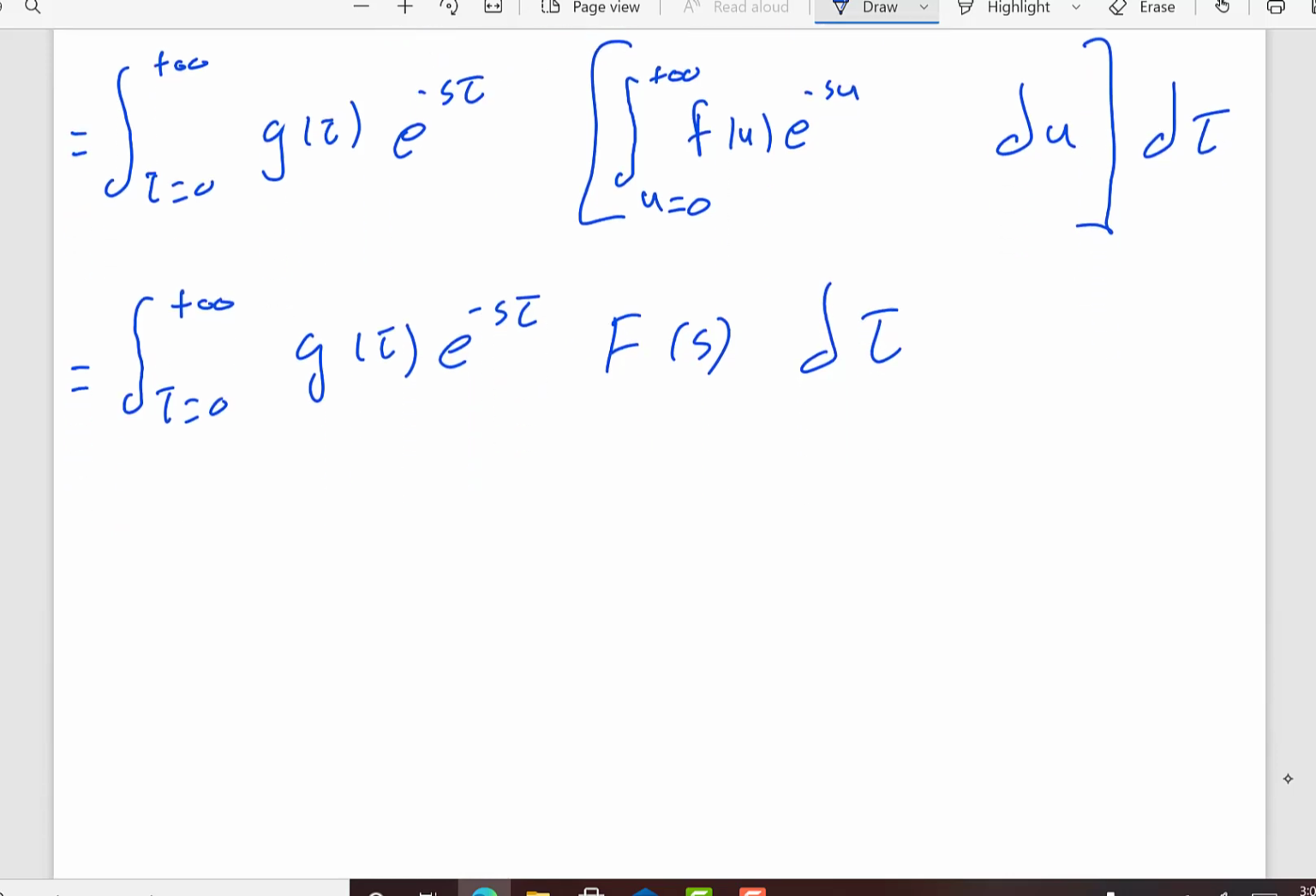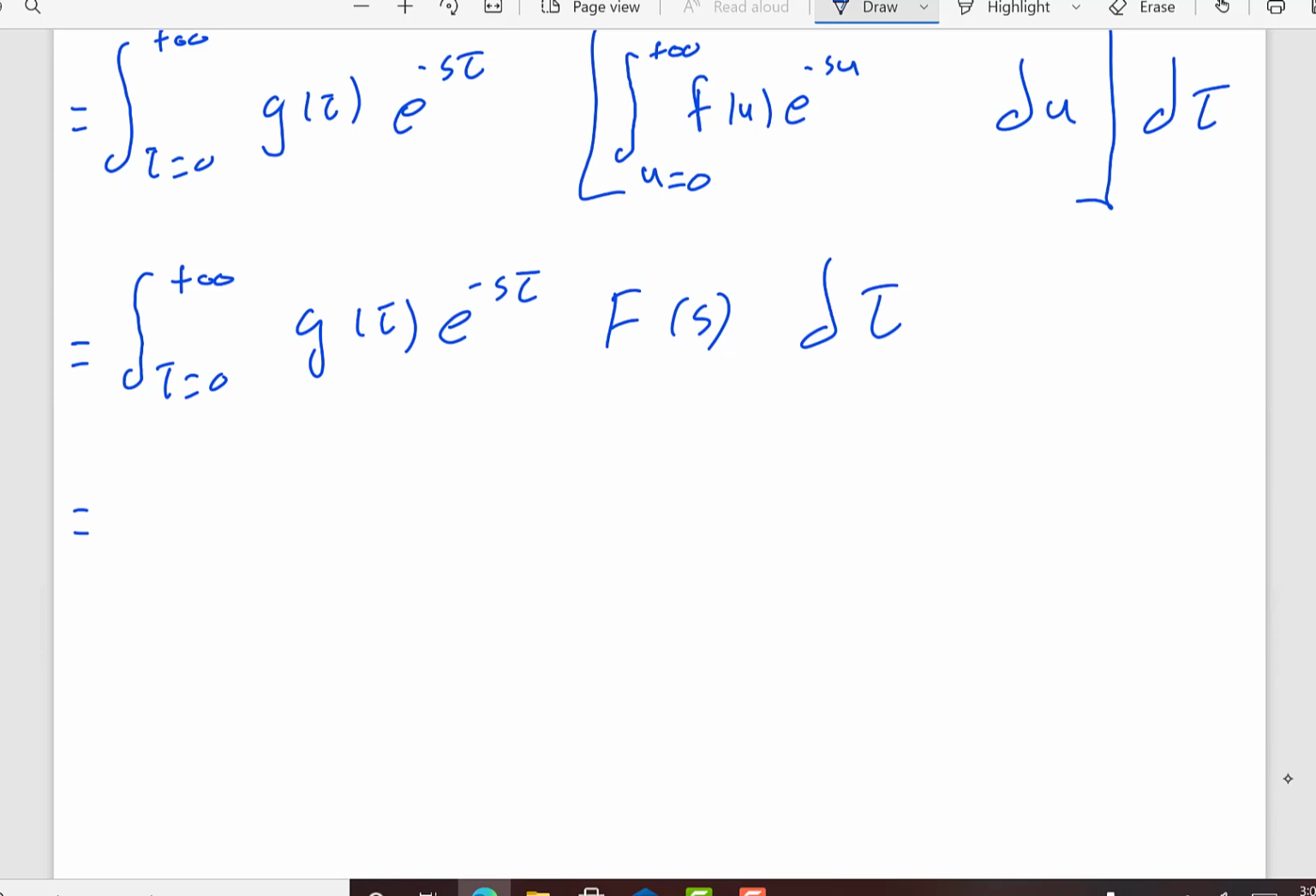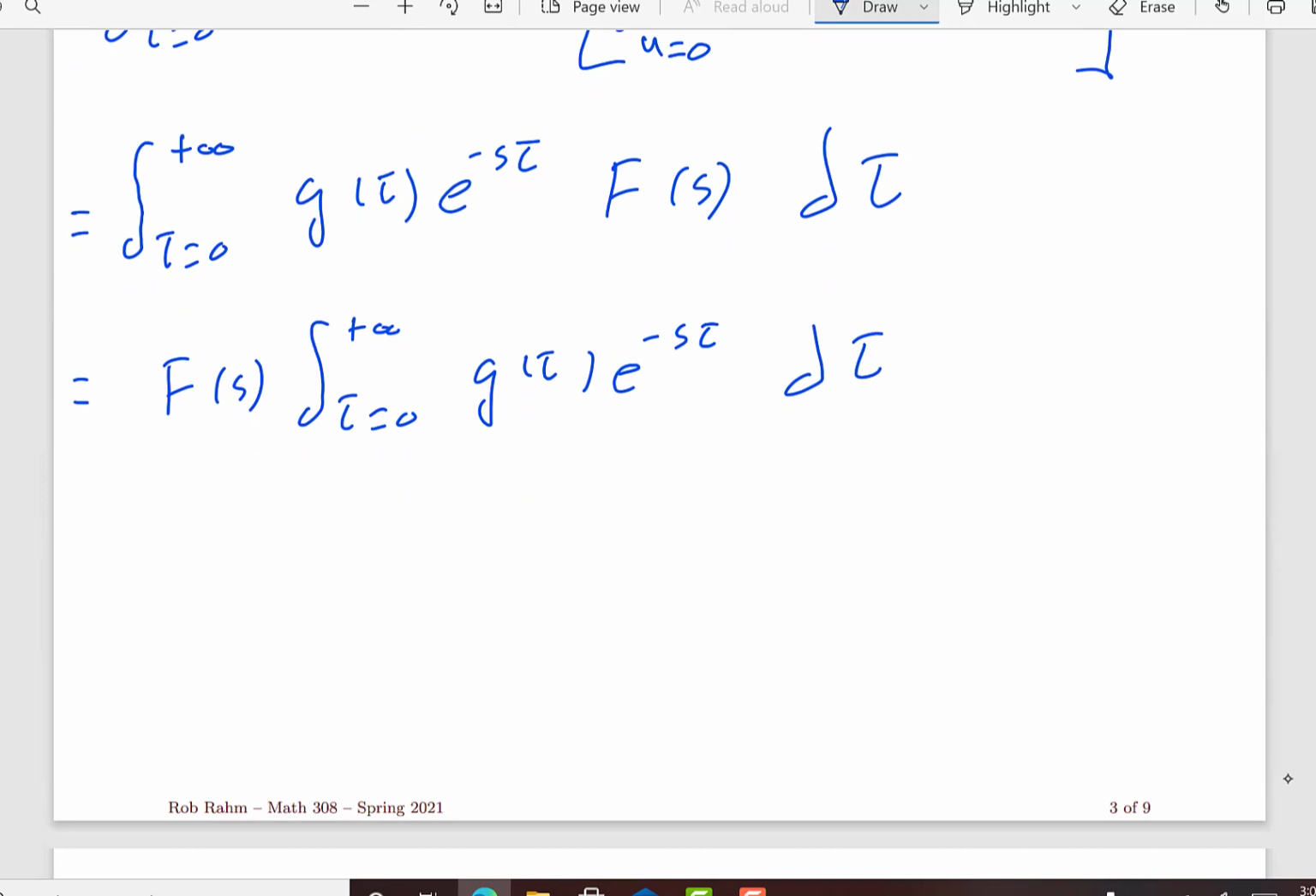Well, as far as tau is concerned, s is a constant. And so this is F of s times the integral tau equals 0 to positive infinity g of tau e to the minus s tau d tau. But what is this integral? This integral right here is nothing more than the Laplace transform of g. And so this is equal to F of s times G of s. And that's exactly what we wanted.